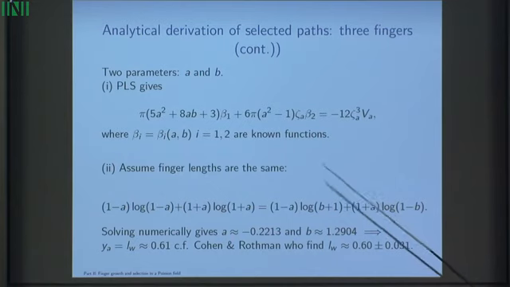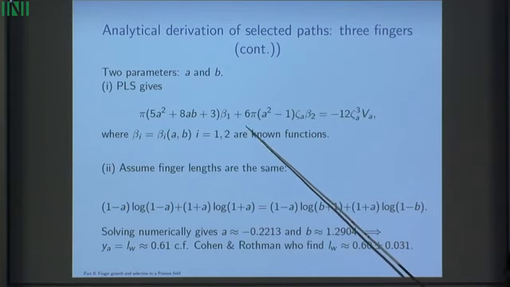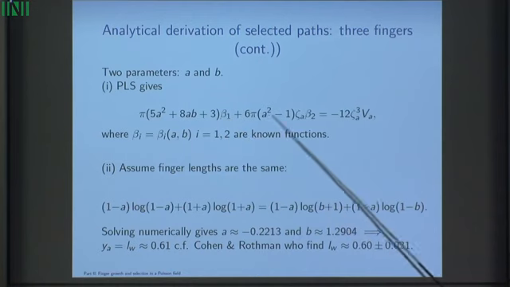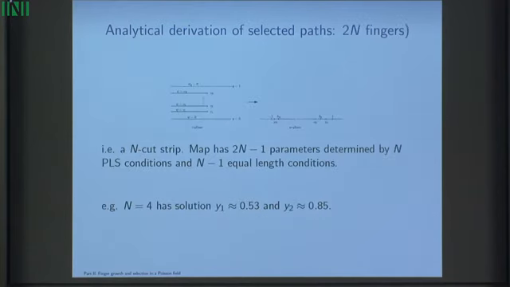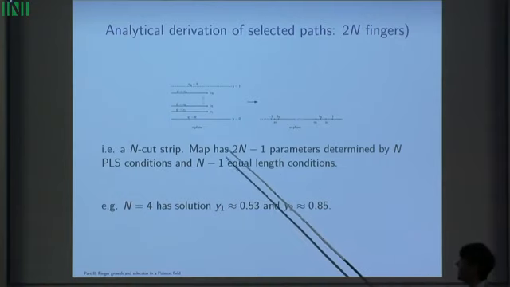And we get this particular equation for principle of local symmetry, and assuming the finger lengths are the same, we arrive at that relationship between A and B. And you can solve those numerically, and again, it agrees pretty well with the numerical experiments. But you can do this for n fingers. In principle, it's now straightforward by the same procedure.